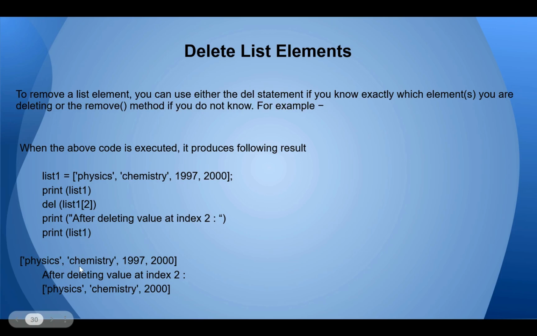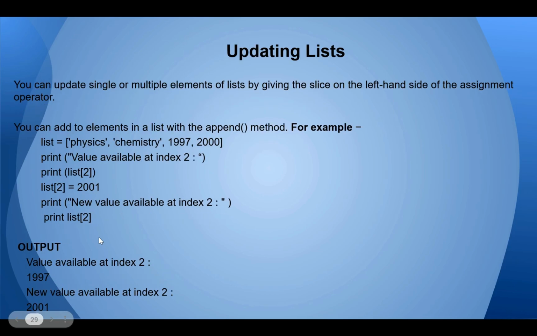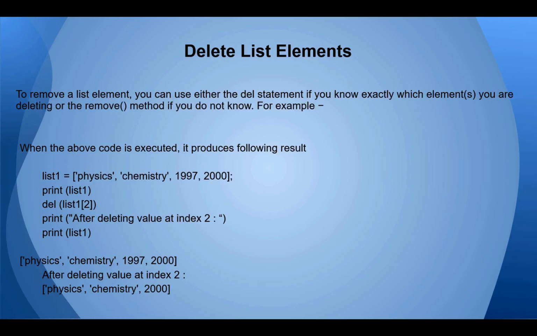So first of all it is printing my list: physics, chemistry, 1997, 2000. Then after deleting the value at index number 2, that is 1997, I have again printed the list. So I am getting the output as physics, chemistry, 2000.